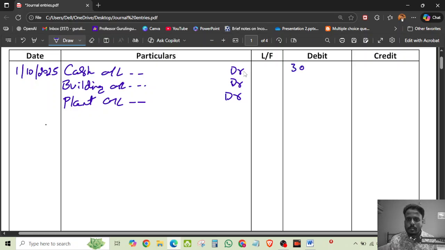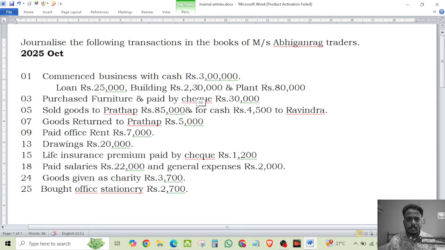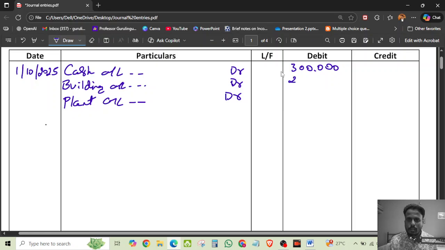3 lakh is the cash, and the building value is 2 lakh 30. Planned value is 80,000. These three are the assets. There is one more thing the business is receiving, that is a loan. So here loan is a personal account.